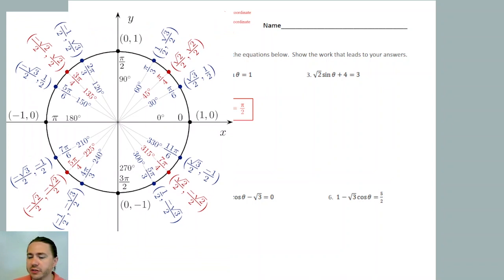Okay, so we're trying to solve this for theta. So the first thing we're going to do is subtract 4 from both sides. And that's going to leave me with root 2 times the sine of theta equals negative 1. And from here, we're going to divide both sides by root 2. So I get sine of theta equals negative 1 over root 2.